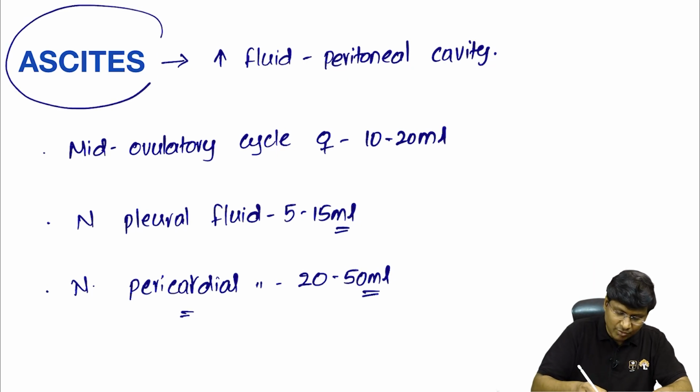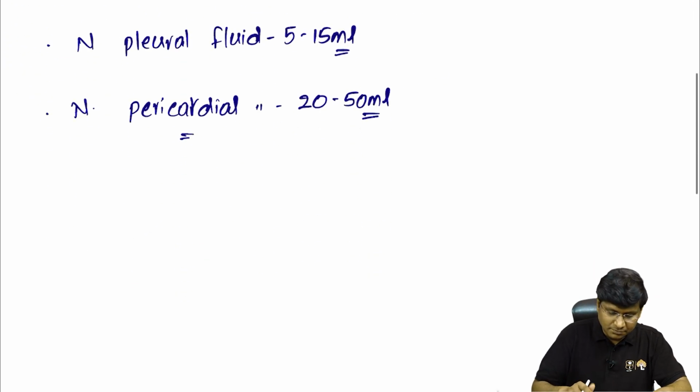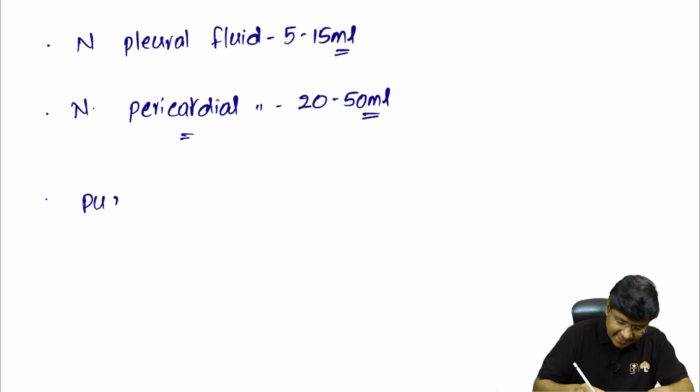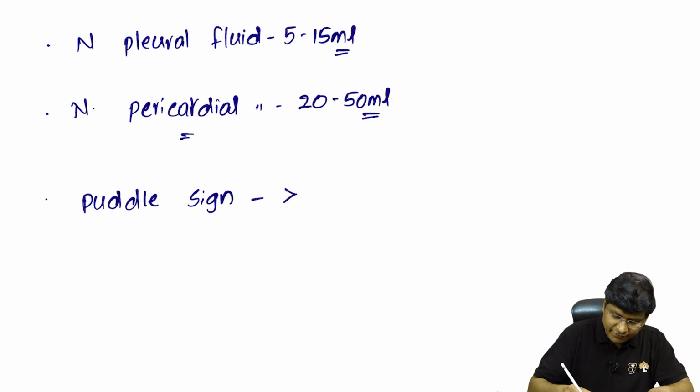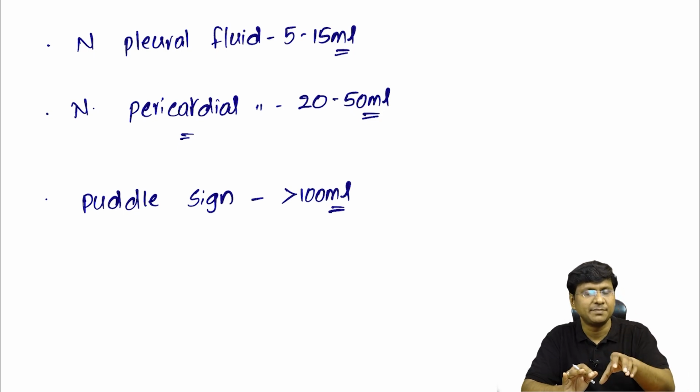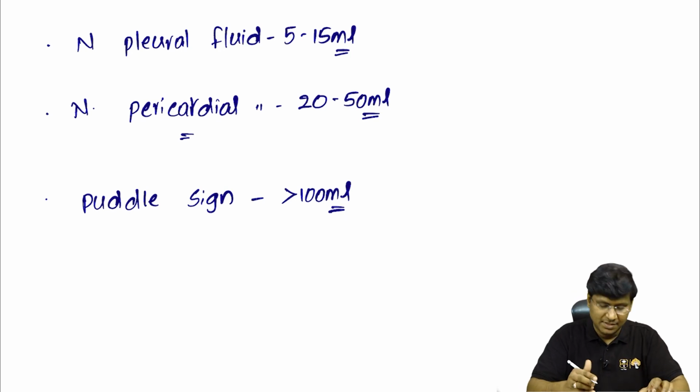Now, let us discuss this ascites. If a minimal quantity of fluid is accumulated within the peritoneal cavity, how can it be detected, right? We have an important sign called the Puddle sign. I'll show you how to demonstrate that. The Puddle sign can detect fluid accumulated within the peritoneal cavity if it is around 100 ml. So 100 ml of fluid accumulation in the peritoneal cavity is called ascites, and that can be detected by the Puddle sign, right?